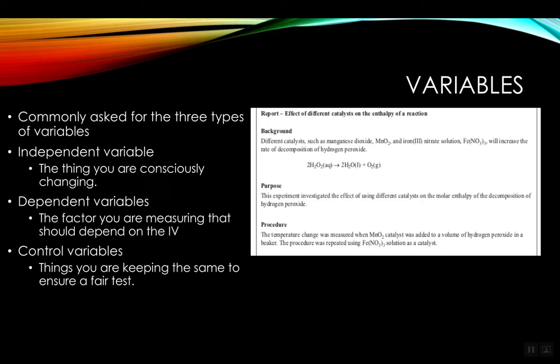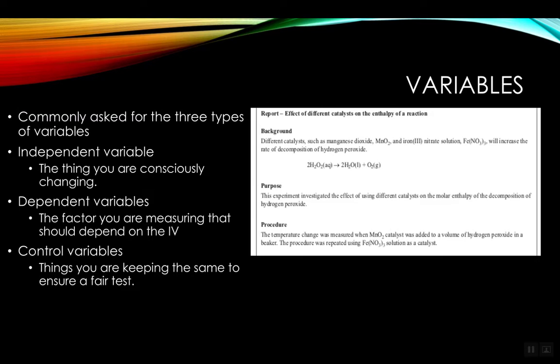One of the first things they might ask you is about variables. Now, there's three types of variables. The independent variable, that's the thing you're consciously changing, and you want to find out the effect of it. The dependent variable, the thing that you're measuring that should in some way depend on your independent variable, your IV. And the control variables, these are things that you are deliberately keeping the same to ensure a fair test.